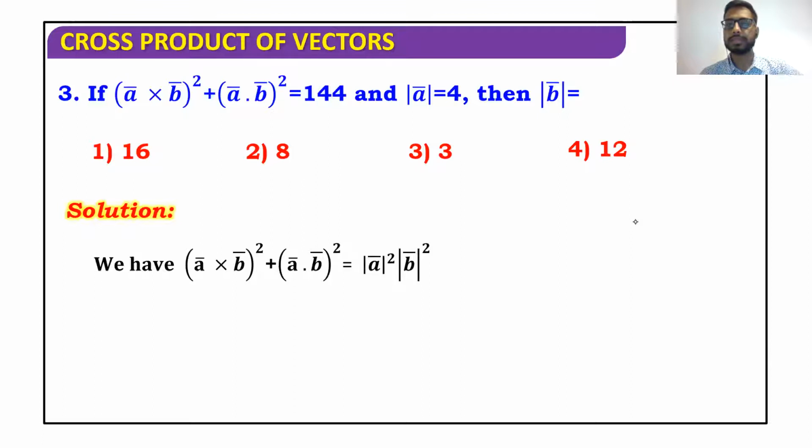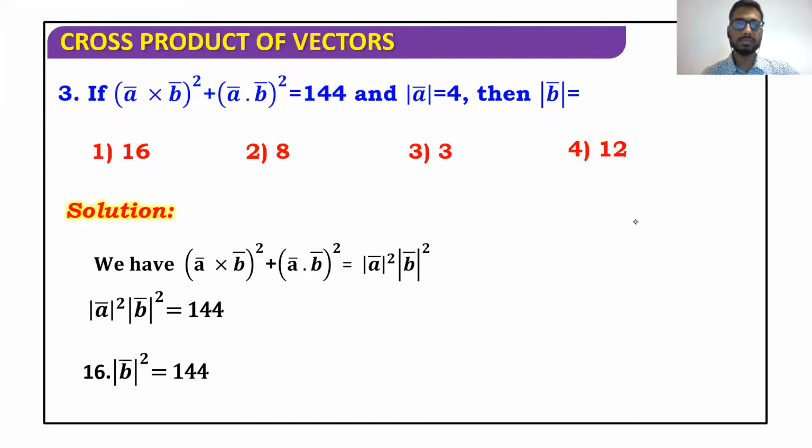Substitute the value which is given to us in this particular question. Value of cross square and dot product square is given as 144. So substituting that, value of magnitude of a is also given as 4. The only unknown term is b. Substituting all the three values, we get magnitude of b. Therefore, I can say magnitude of b square is equal to 144 upon 16, which is 9. Therefore, b is equal to 3.